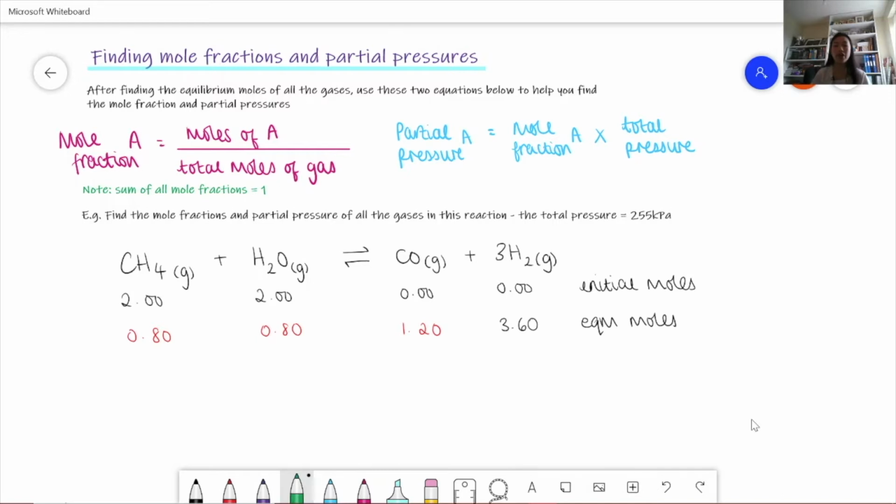A really important note is that the sum of all mole fractions equals 1, and that's because they're all fractions of the total moles of gas, so they have to equal 1.